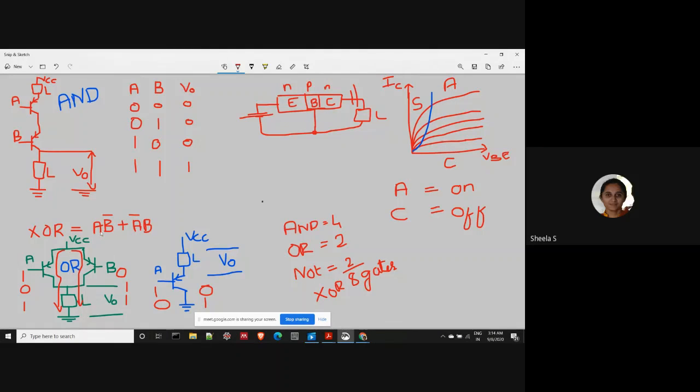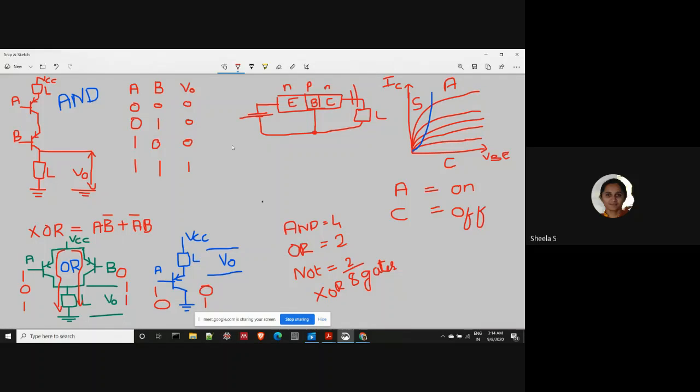And similarly here two AND operations are there. One is A and B bar and the other one is A bar and B. So for each AND operation we need at least two transistors. So for two AND operations we need four transistors. Similarly, to perform OR operation, we have only one OR operation. So we need only one OR gate, which consists of two transistors. So totally, we need 8 transistors for one XOR operation.